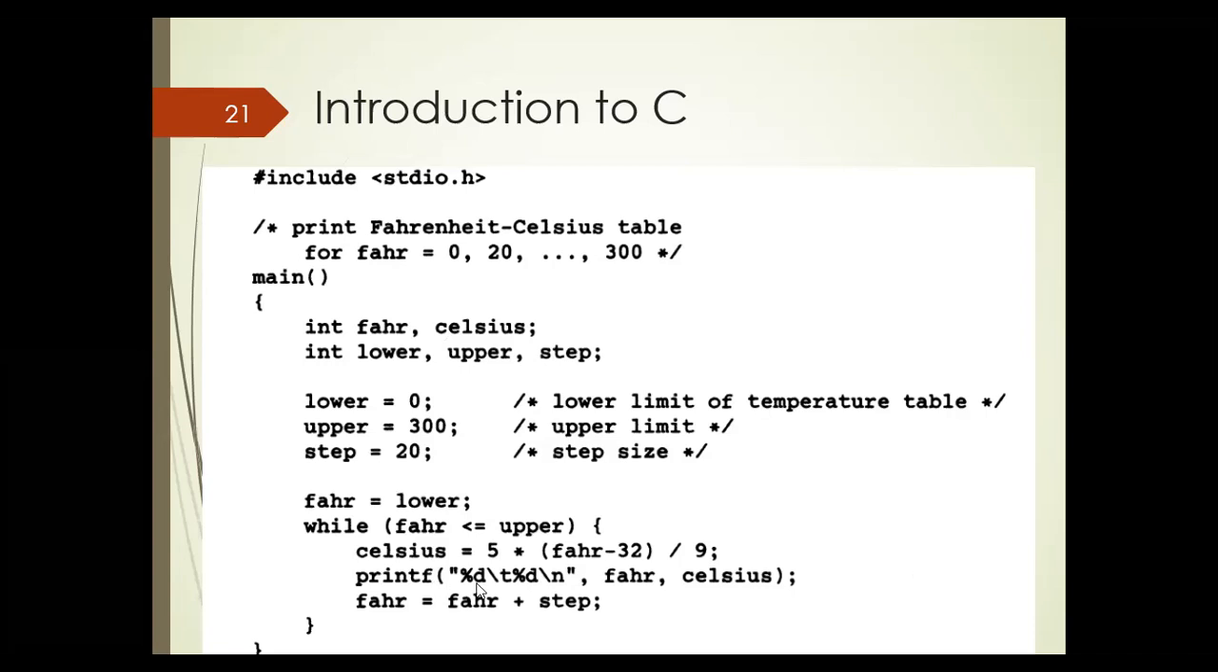So FHR, the first percentage D that we have here, the first integer is FHR. So it's going to take the value of FHR, which is currently 0. It's going to put it here. The second percentage D is Celsius, which we've calculated here. It's going to take its value and put it here. So that's what the printf is.